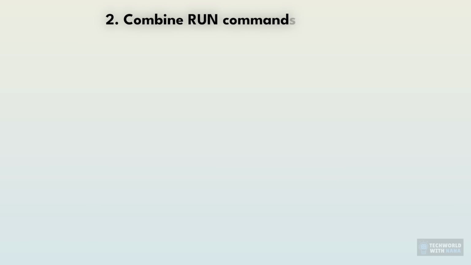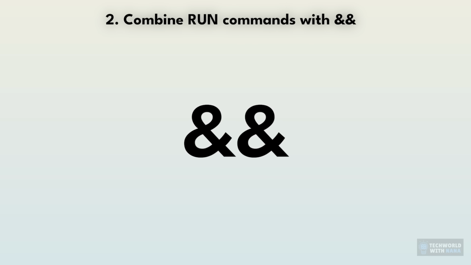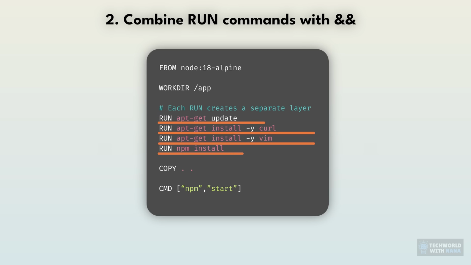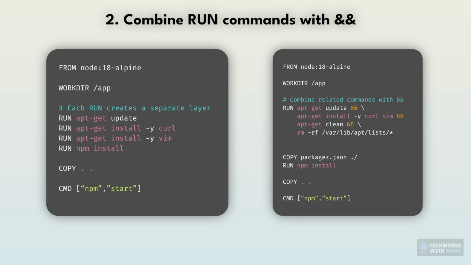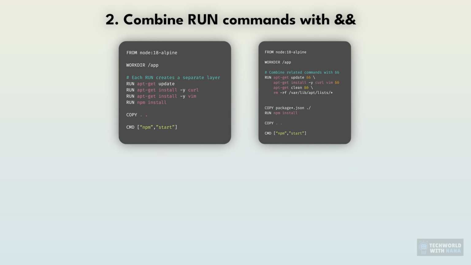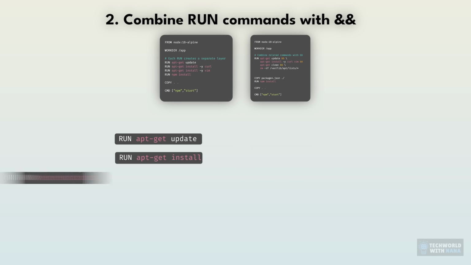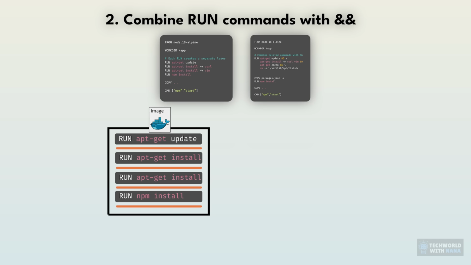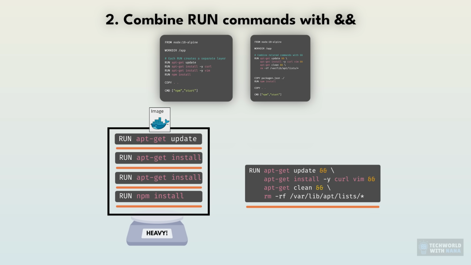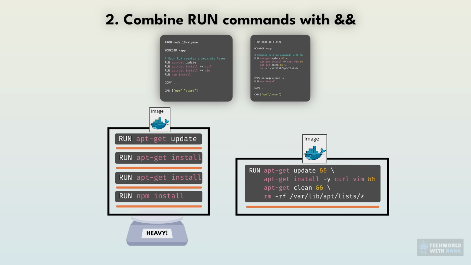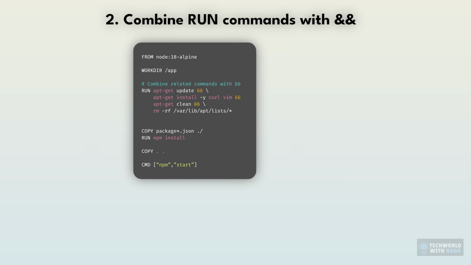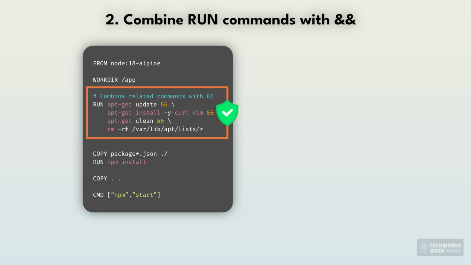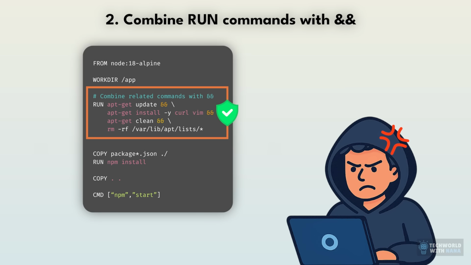Another best practice is to combine run commands with double ampersand. So instead of having multiple run commands stacked one after another, the best practice is to actually chain them together like this. And the reason is because each run directive actually creates a new layer in your image, which adds extra weight to your container, like actually makes it larger. By combining commands, however, you make your image smaller and faster to download. Plus, you also reduce attack surface because you're not carrying around unnecessary tools and libraries that attackers could exploit.